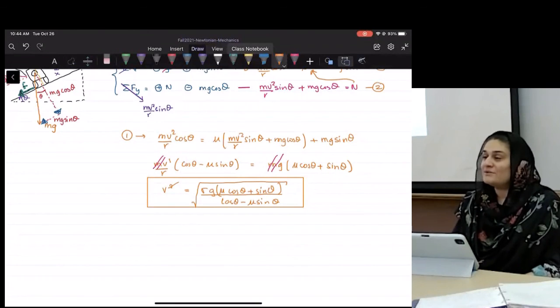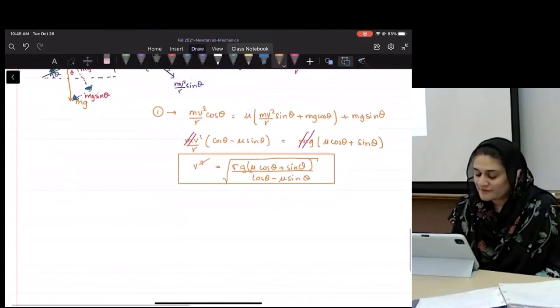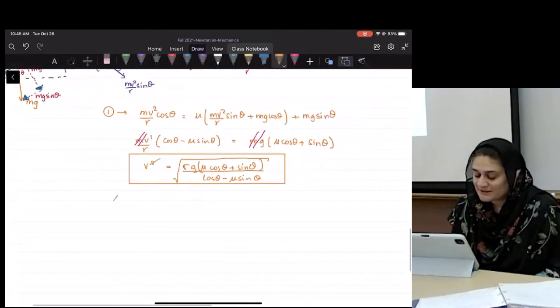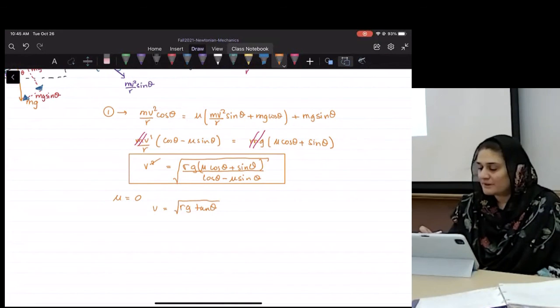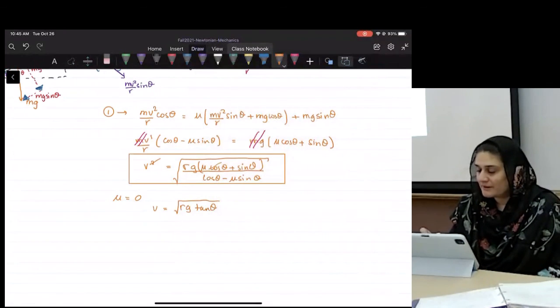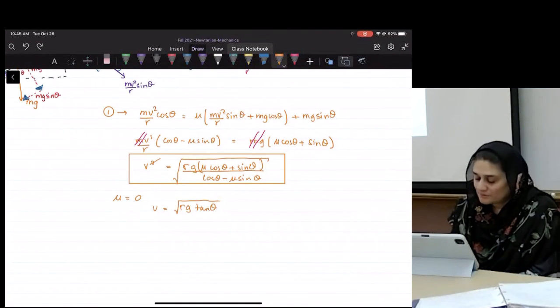Okay, now what if I don't have a friction? What if it's magically a frictionless case? Mu goes away, what are we left with? RG. Yes? Because this will go away, and then this will go away. Woohoo! Wow.